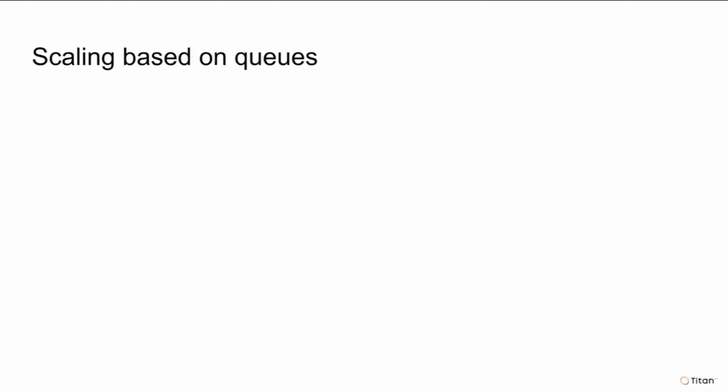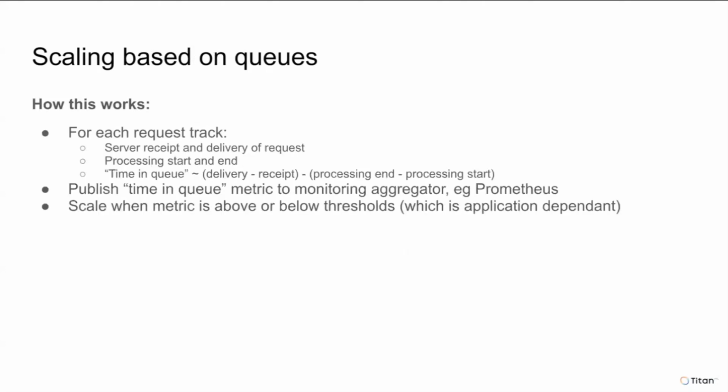So for us, we decided to scale based on queue length, which is fairly straightforward. For each request, we track when the server receives and delivers the request. We take the difference between them, and then we turn that into a time in queue metric. We publish this metric, and we're able to scale on it when it's above or below certain thresholds. So when my time in queue is really high, we know that we need to be adding more GPUs. When my time in queue is very low or zero, we know that we could be scaling down. And this works really, really well for us.